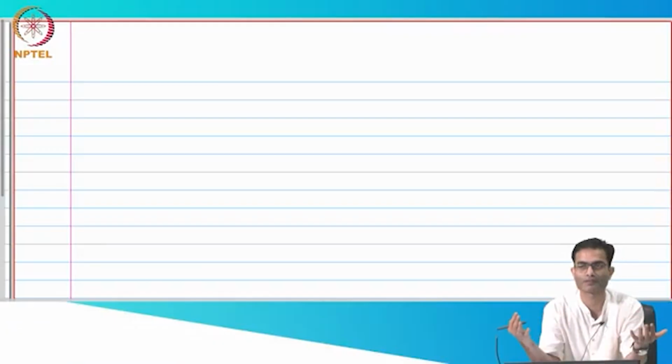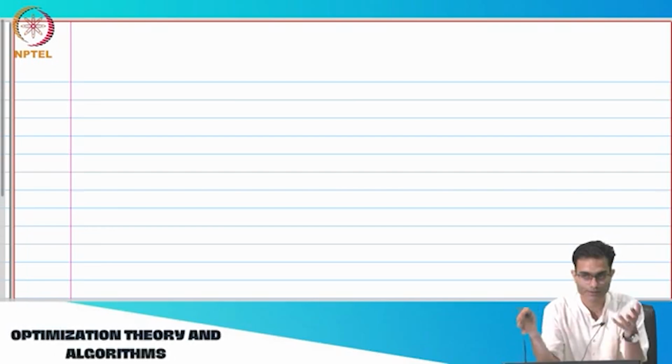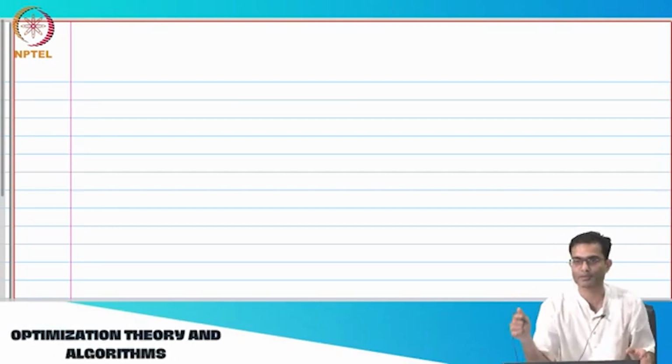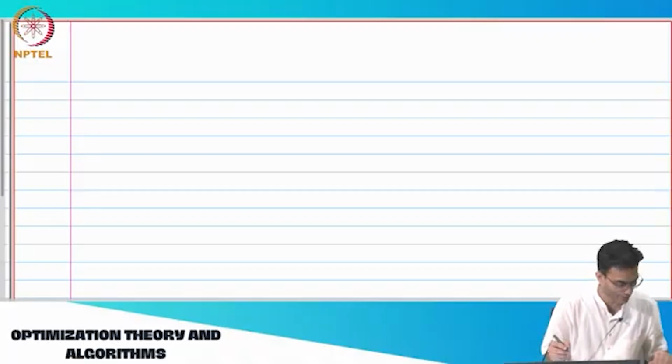Many of you would have heard the name for this theorem. They're called KKT conditions, Karush-Kuhn-Tucker conditions, right? I'm sure you've come across this name in many papers. So let's take a dig at this.